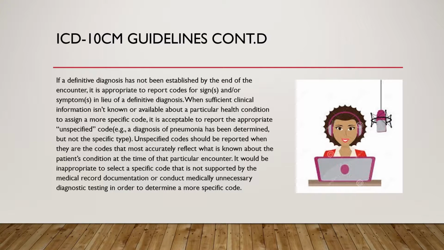So our ICD-10 guideline continues. If a definitive diagnosis has not been established by the end of the encounter, it is appropriate to report codes for sign or signs and or symptoms in lieu of a definitive diagnosis. When sufficient clinical information isn't known or available about a particular health condition to assign a more specific code, it is acceptable to report the appropriate unspecified code. An example is the diagnosis of pneumonia has been determined, but not the specific type.